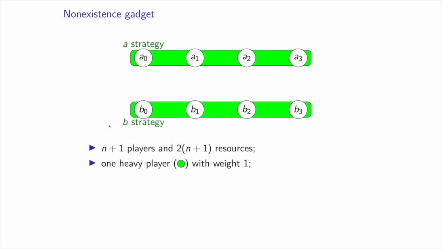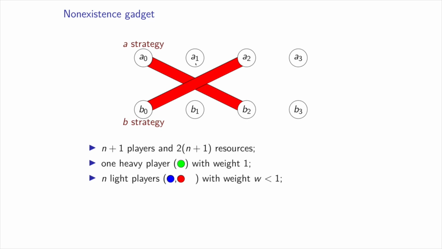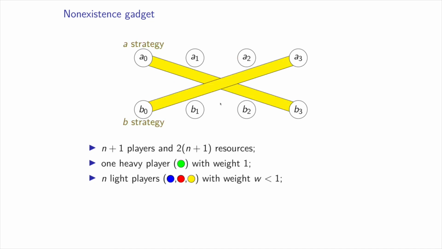We consider one heavy player with weight 1 with the following 2 strategies. In the A strategy, he'll play all of the A resources, and in the B strategy, he'll play all of the B resources. We also have n light players, each with a smaller weight w. The first light player has two strategies. The A strategy playing A0 and B1, and the B strategy playing B0 and A1. Similarly, the second player can play A0 and B2, or he can play B0 and A2. This goes on, and the last light player can either play A0 and the last of the B resources, or B0 and the last of the A resources.